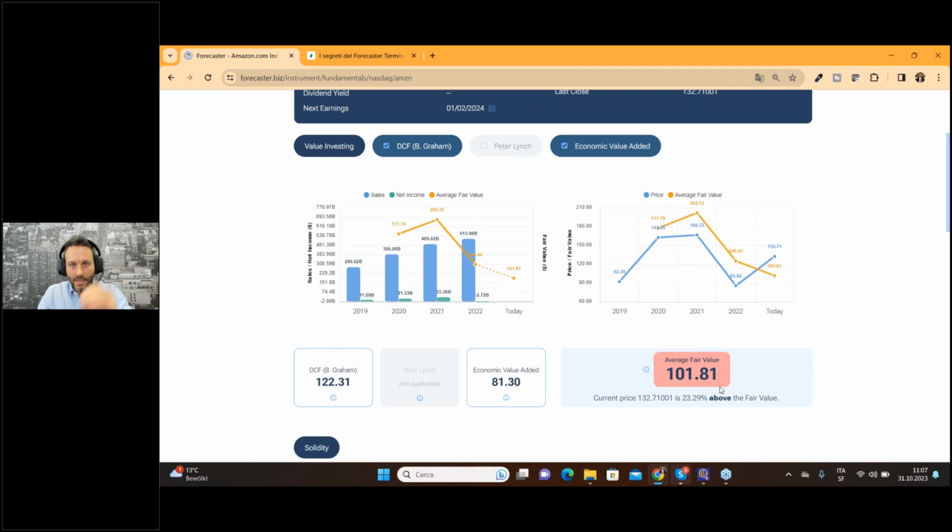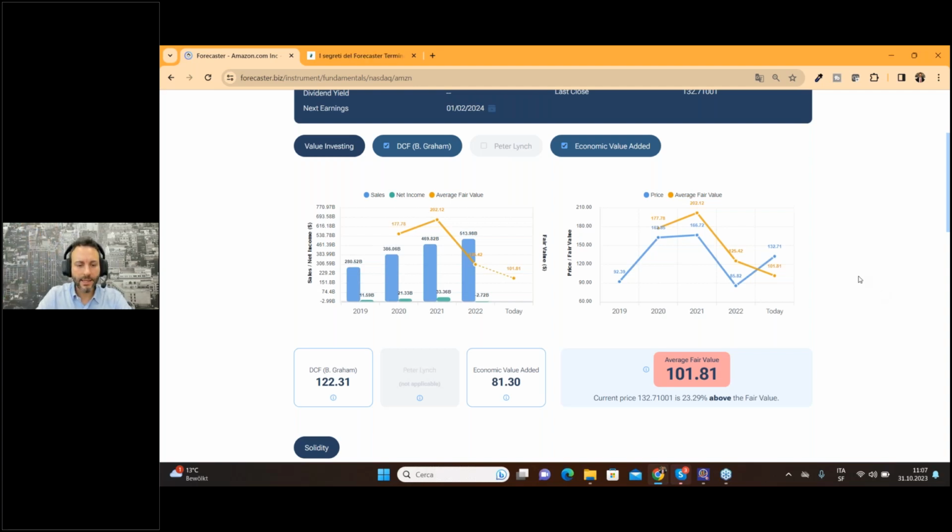Very important is not only to see the overvaluation at this time. We know therefore that the stock is overvalued. We see here the market price in blue, which is 132, and its fair value, which is 101. We see precisely that the market price is higher than the fair value.